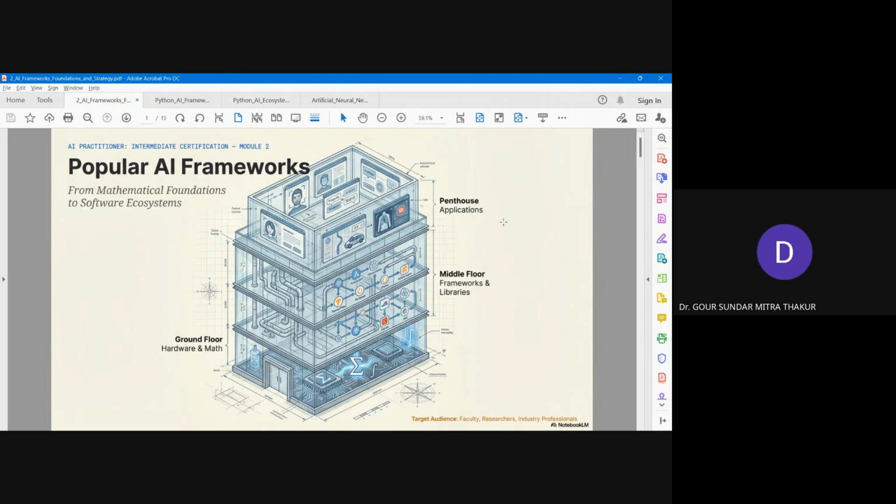For this, we basically have three different layers. In this tower, the ground floor, the very bottommost layer, involves hardware and mathematics. In hardware, we all know the GPU and CPU are the most important parts, along with other existing hardware for computation, like RAM. Now in the middle layer, what we have is the frameworks and libraries.